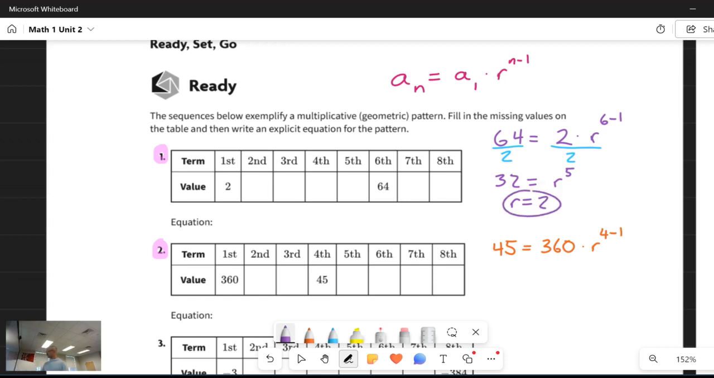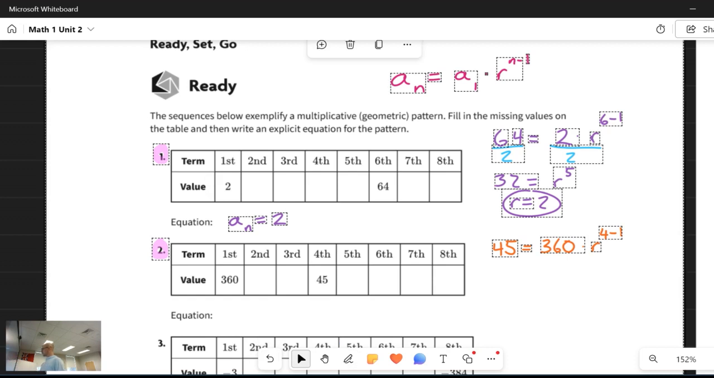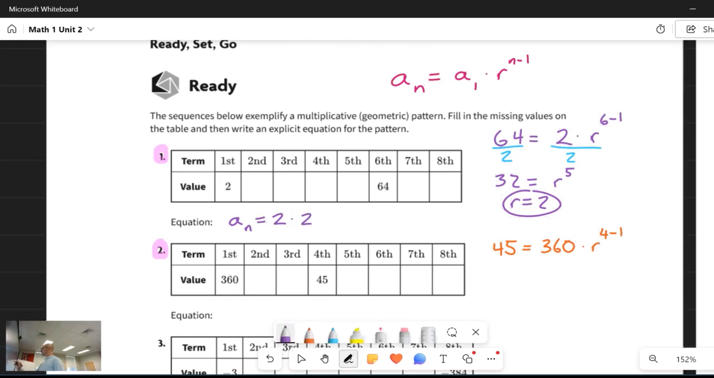From there, we can build our actual equation. We've got a of n is going to be equal to our first term, which is the 2 from here, times our rate of 2, to the n minus 1 power, which is also in there.